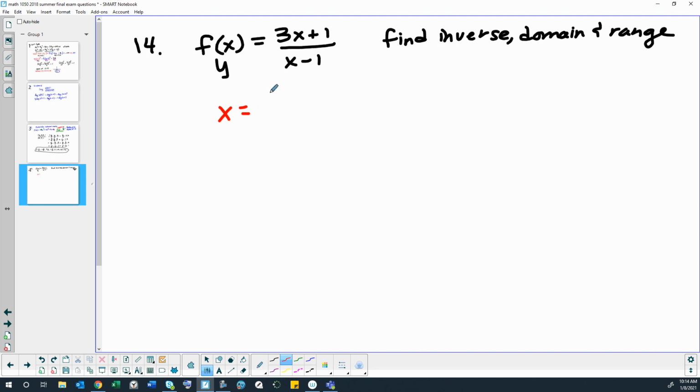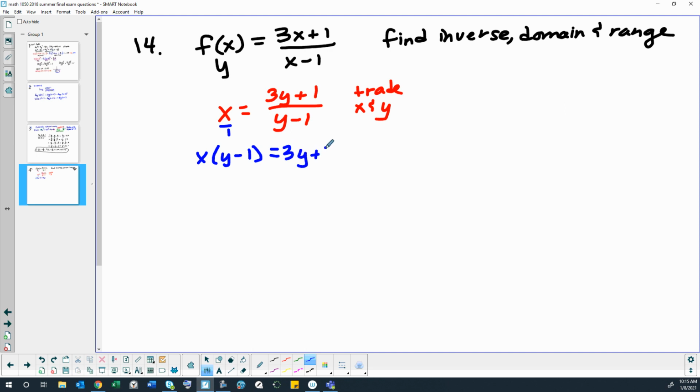So x will equal 3y plus 1 over y minus 1. So we trade x and y. Then we're going to cross multiply. So to cross multiply, I'll have x times y minus 1, and then 3y plus 1 times technically 1, but that just leaves it the same. Just cross multiply. Then we're going to distribute.